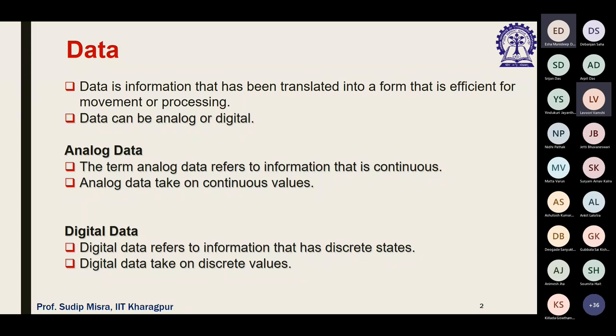Level 1 means, let us say, low voltage will be level 1 and high voltage could be level 2. Like, let us say 0 volts for 0 and plus 5 volts for 1, and so on. This kind of digital signal can be sent across, right? So you have analog signals and you have digital signals.